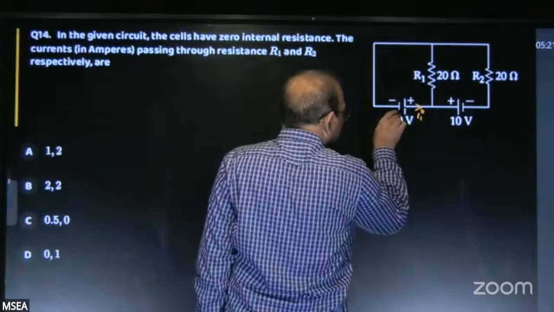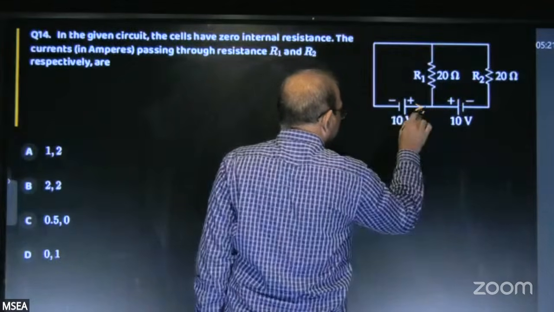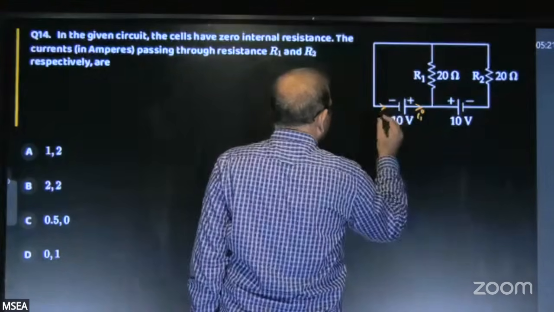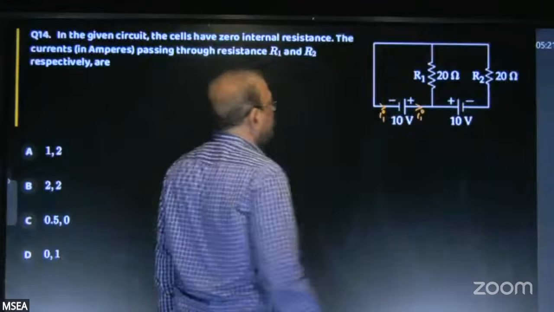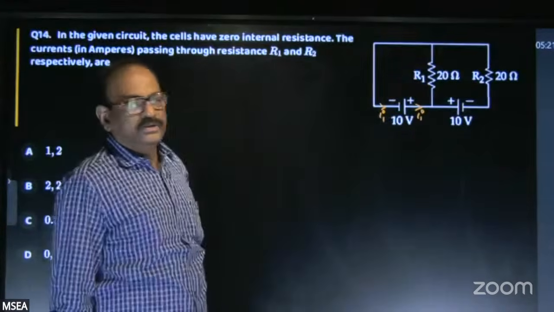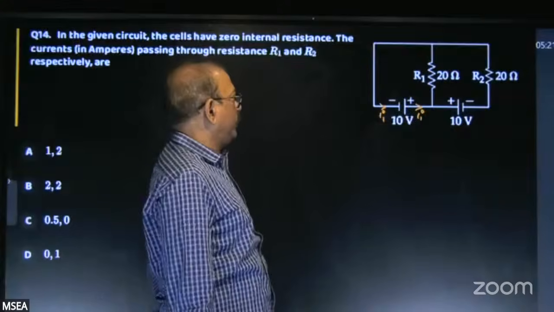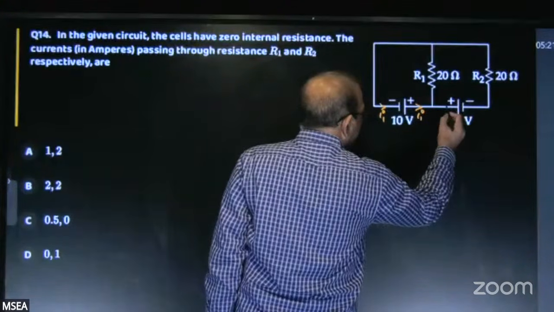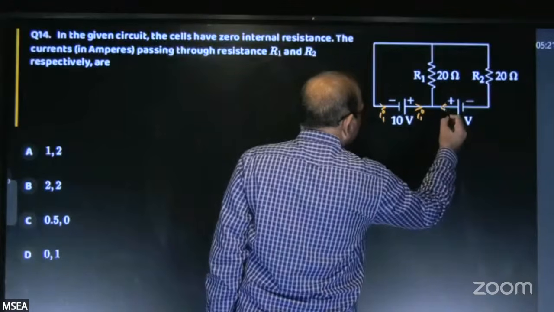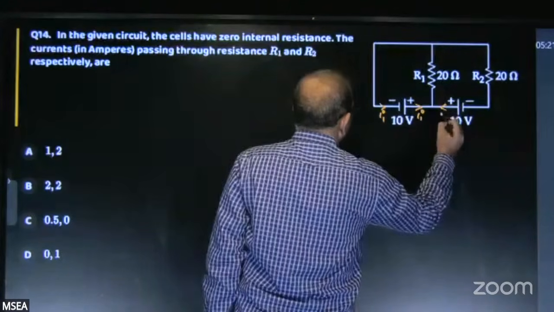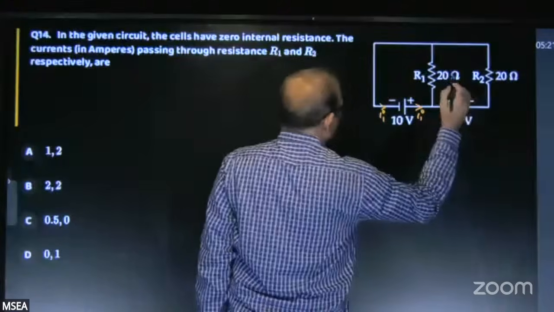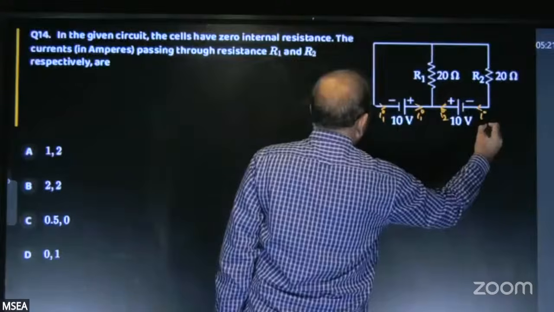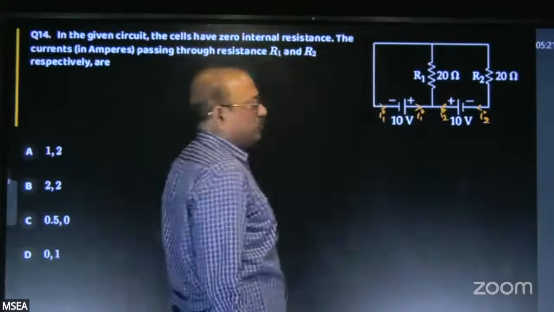If current is coming from the positive terminal of the cell, if you take it as I1, the current going into the negative terminal of the cell must be I1 only, no? Same I1 should go into its negative terminal. Similarly, from this cell's positive terminal, current coming out, I'm taking as I2. Then the current going into this negative terminal of the second cell must be I2.